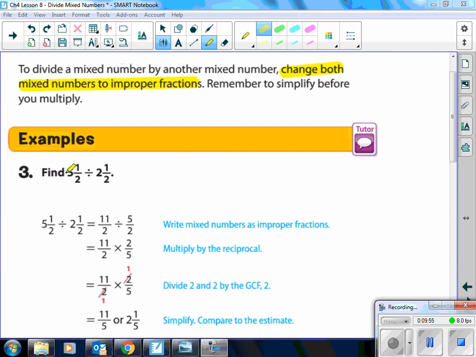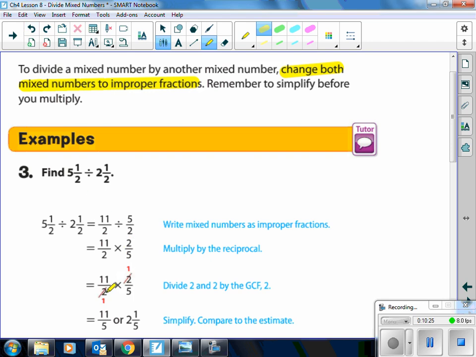So here we have 5 1/2 divided by 2 1/2. We're going to change both mixed numbers to improper fractions. So we have 11 halves divided by 5 halves. And now we can multiply by the reciprocal. Keep, change, flip. So the 11 halves stays the same. Division becomes multiplication. And the 5 halves becomes 2/5.